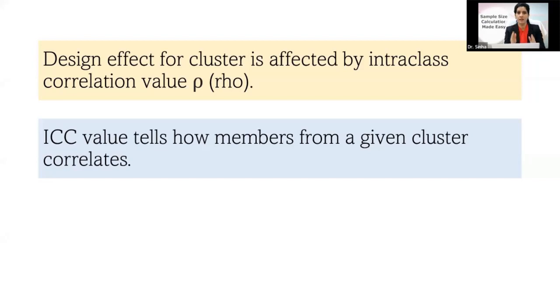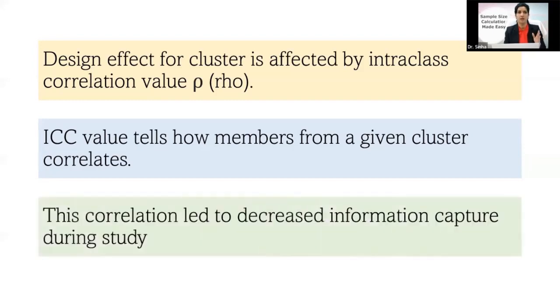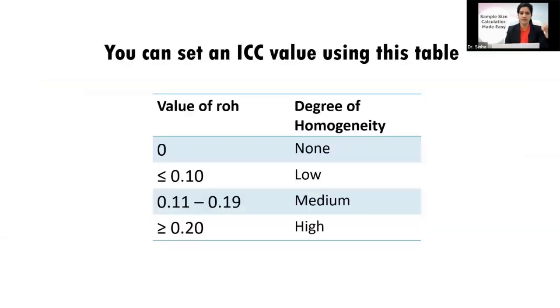So to make myself clear, this design effect we apply wherever we are selecting an individual from a cluster. That cluster is usually a naturally occurring cluster, and this ICC, or the intra-class correlation value, is usually not available. So either you can have this from your previous study, or, since this correlation leads to less information capture, in a cluster sampling you should have more individuals to have a population estimate of the parameter.